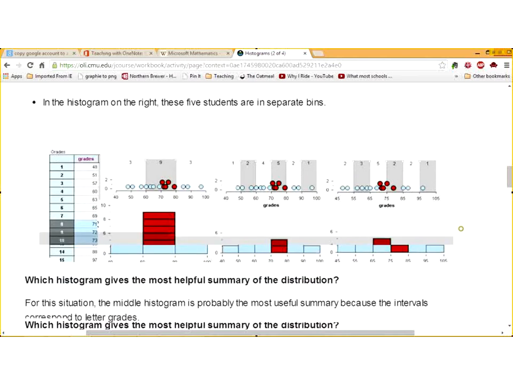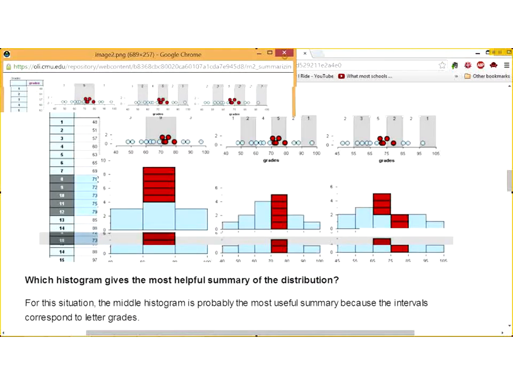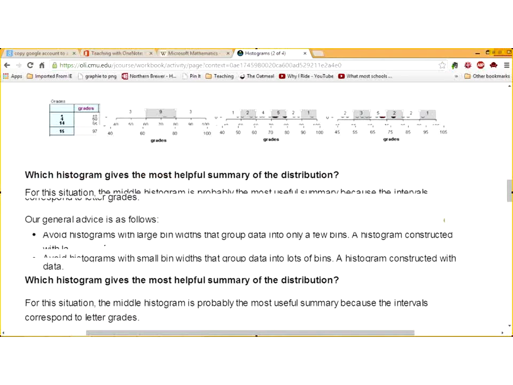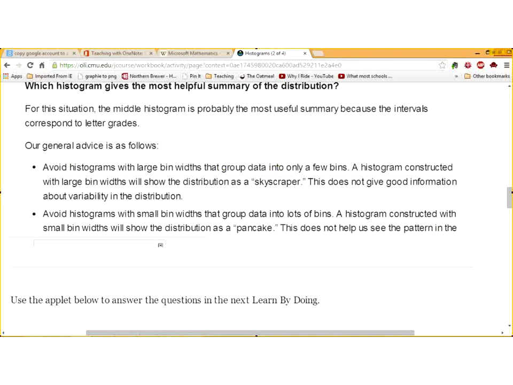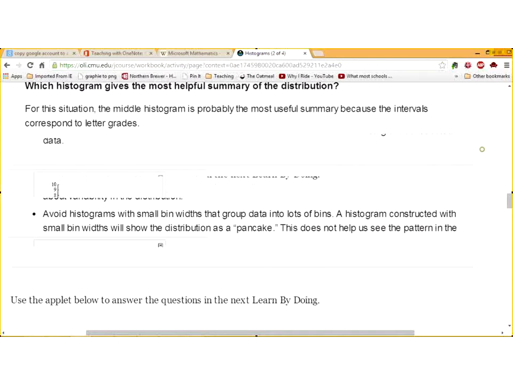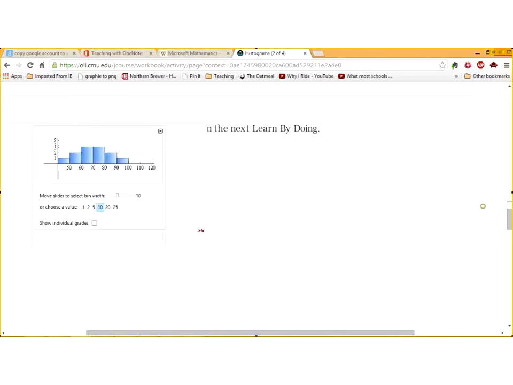So this is just a picture of how those bins were created from the grades. We want to avoid histograms with large bin widths where you only get a few bins, and avoid histograms with small bin widths that have lots of bins. In terms of a good number of bins, I would say anywhere from 6 to 12 is a good number. That's not a hard and fast rule, but that's a good number in general of bins to have.